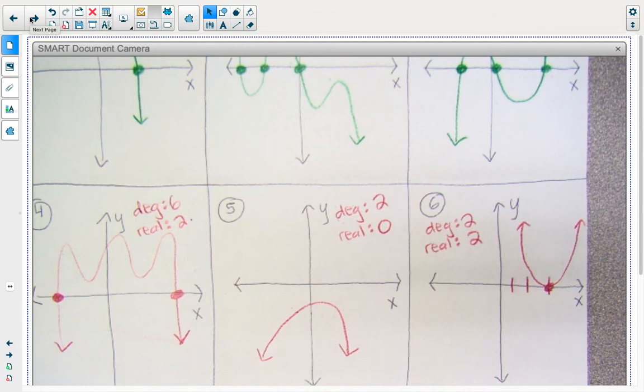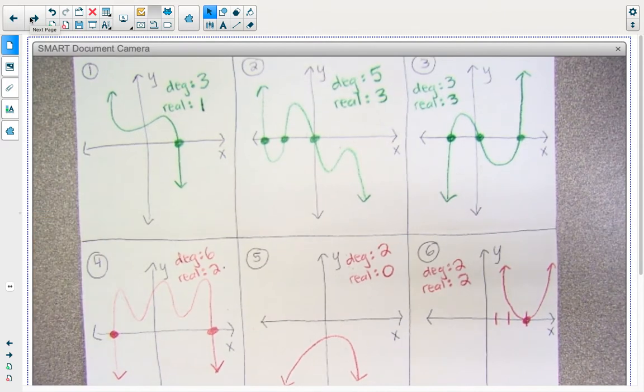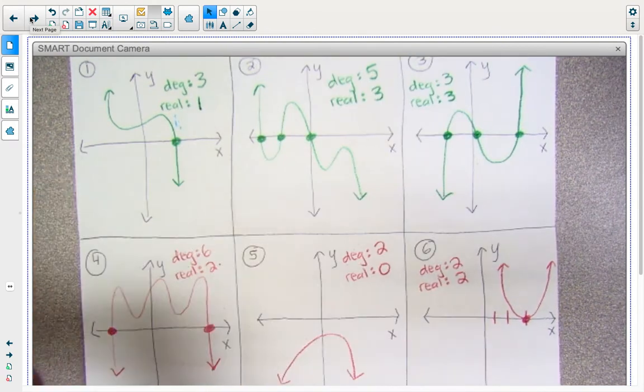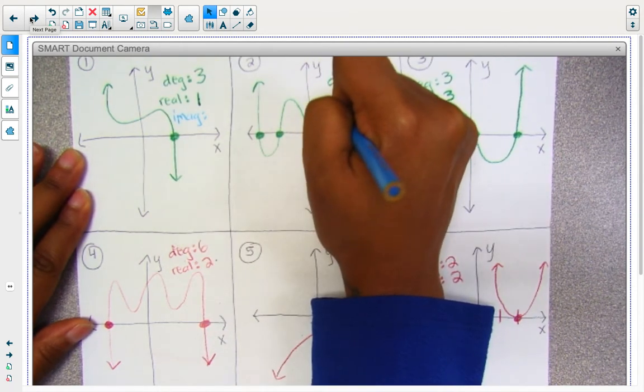So now that we've gone through, let's see if I can get all of them in here at the same time. Let's talk about some things that we should notice. We've labeled the degree for everything, and we've labeled the real for everything. Something you should know is that your real roots plus your imaginary roots must equal your degree. Again, the real roots plus the imaginary roots must equal your degree. So we're going to go through all 6 of these and label the imaginary roots for each one.